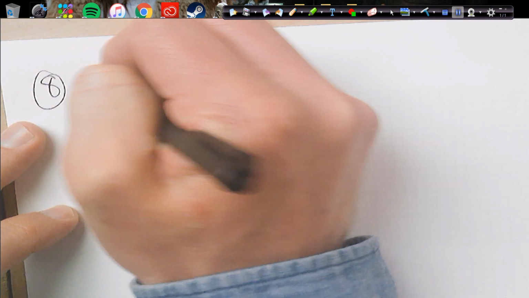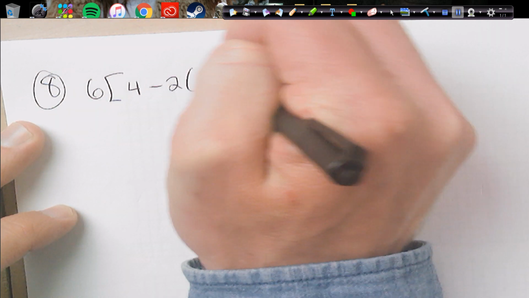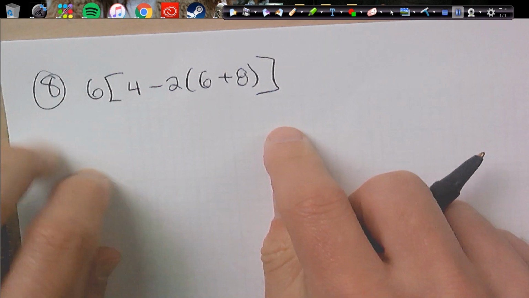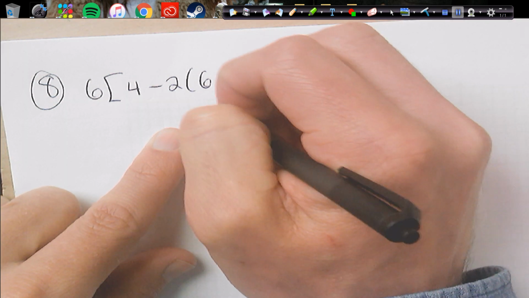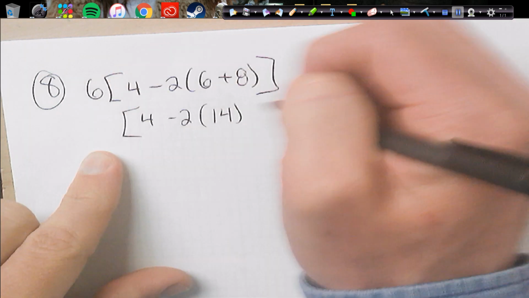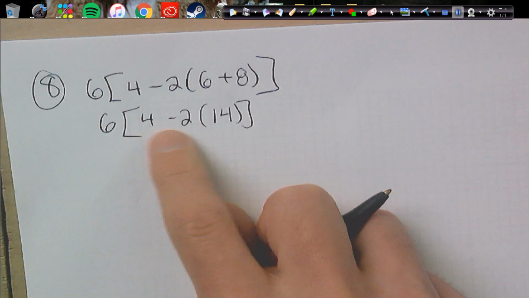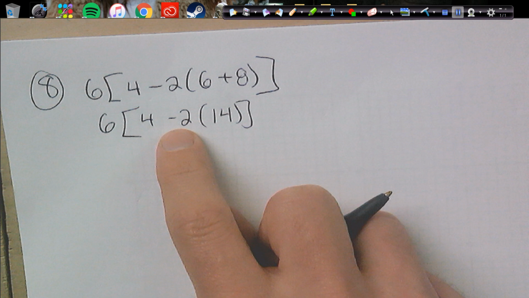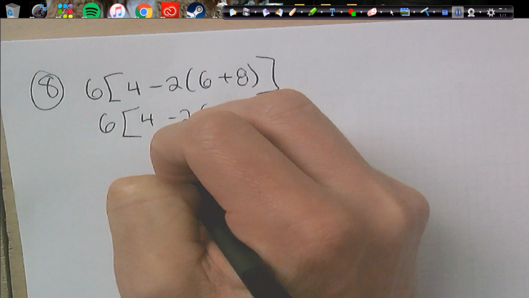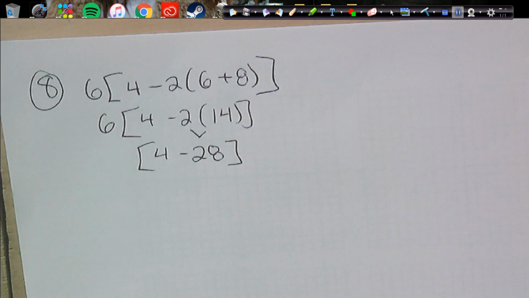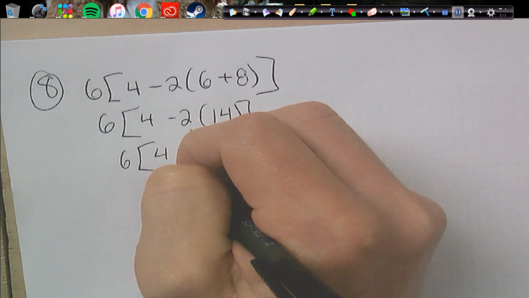Next page, number 6. Sorry, number 8. We get 6 times bracket 4 minus 2 times bracket 6 plus 8. So we're going to follow PEMDAS. We start on the inside, 6 plus 8. That's going to give us 14. A lot of students will do 4 minus 2 first, but multiplication comes before addition. So we have to take care of this first. That's negative 28. And then 4 minus 28 is going to give us negative 24.